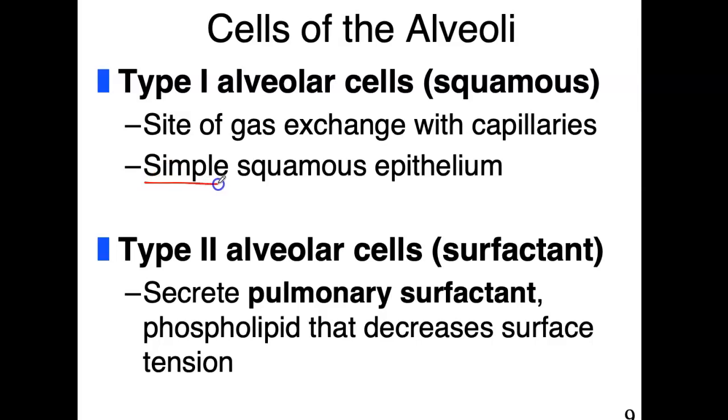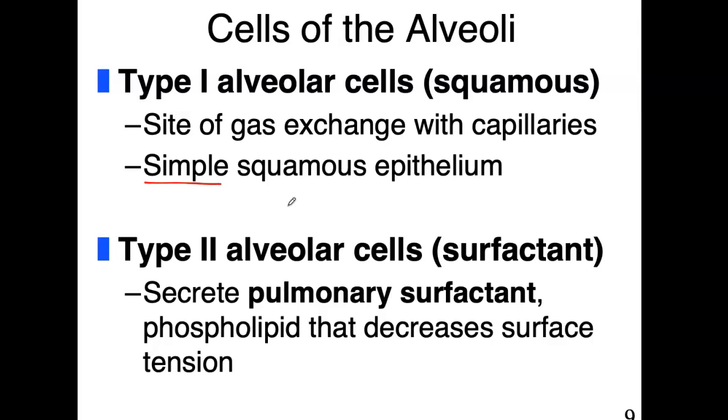And we want it to be simple because if not, it's going to be very difficult for gases to cross this thick epithelium. So if you have a simple squamous epithelium, that transfer is going to be easily accomplished. So that's type 1.